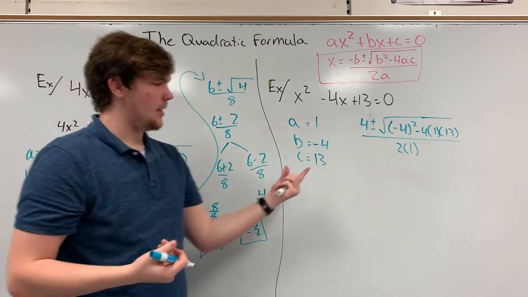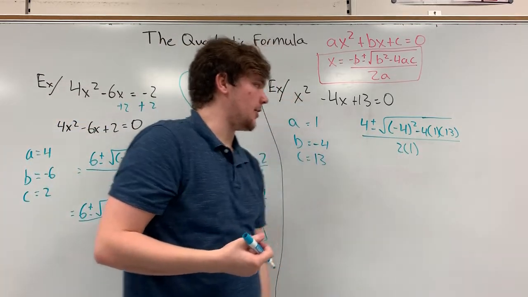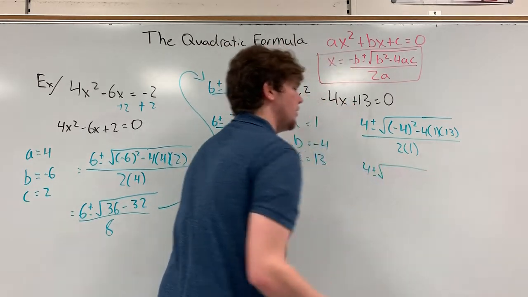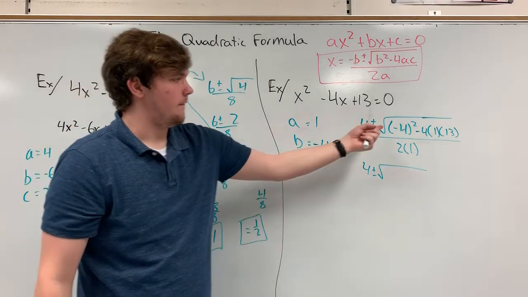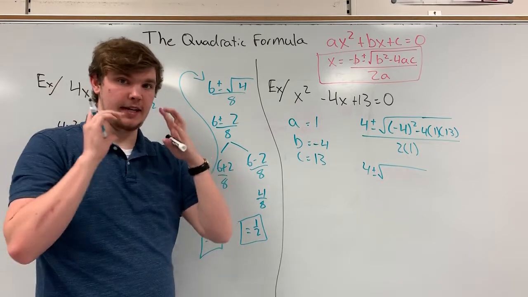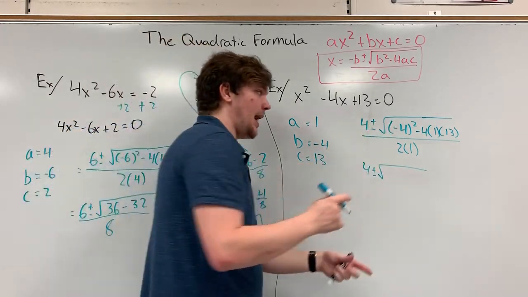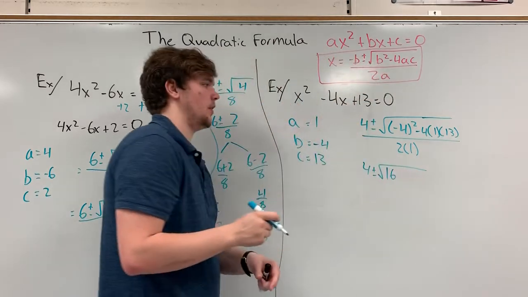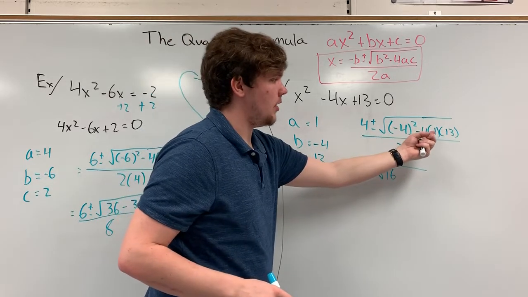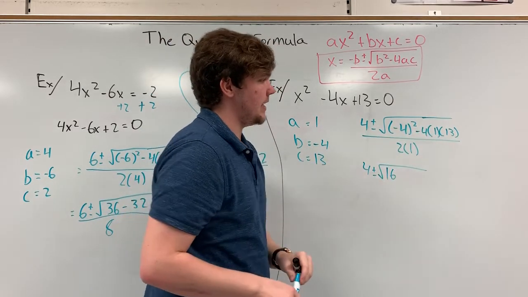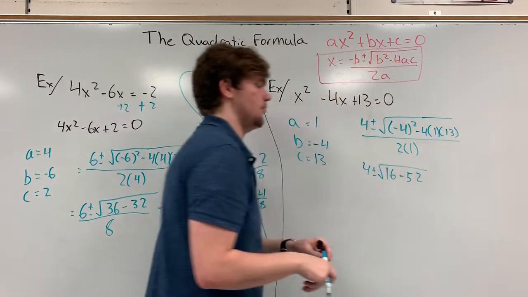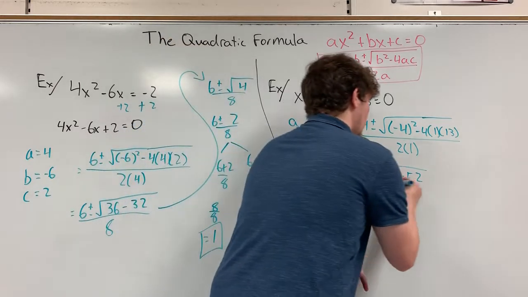So 2 times 1. Hey, 2 times 1, that's nice. And then next, I'm going to start simplifying underneath the radical. Looks really messy to me, so I still got my 4 plus or minus out front. And then underneath, I have -4 squared. If you're using your calculator, remember that -4 needs to be in parentheses because this is +16. And then -4 times 1 times 13. 4 times 1 is 4, and then times 13 is, I believe, 52. So -52. And then that's all over 2.